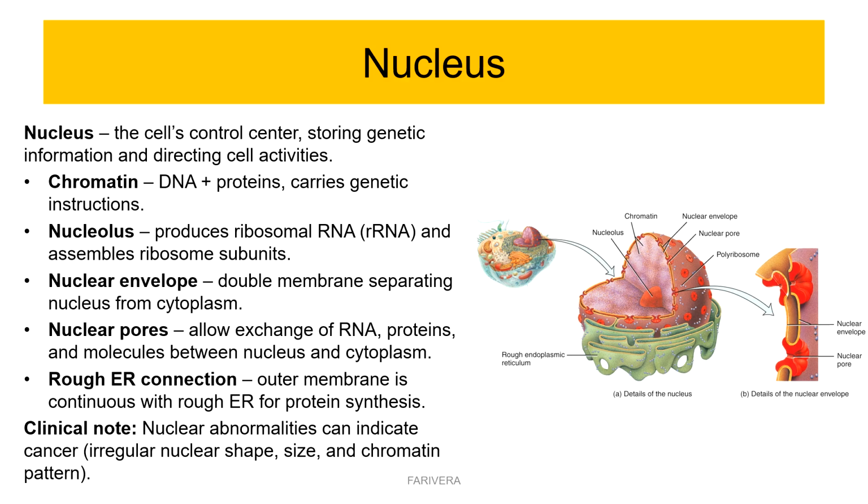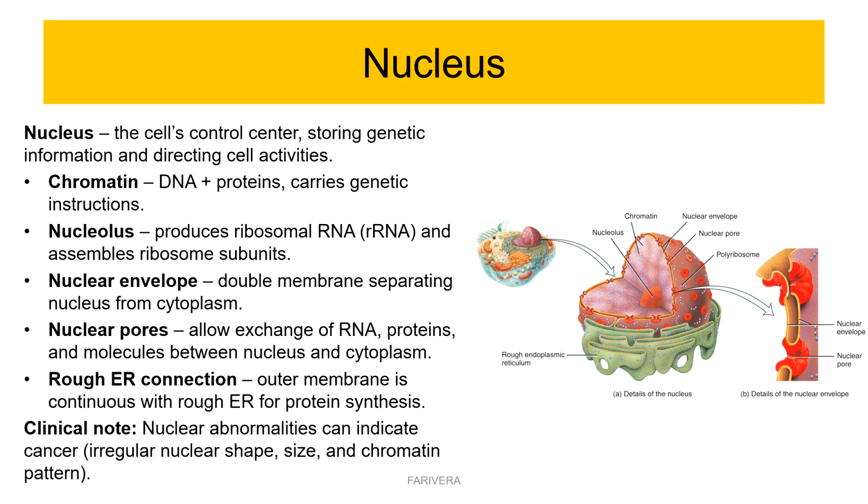The nucleus is often described as the control center of the cell. It stores genetic information and directs cellular activities. Chromatin is DNA associated with proteins. The nucleolus produces ribosomal RNA and participates in assembling ribosomal subunits. Okay, the nuclear envelope separates the nucleus from the cytoplasm, while the nuclear pores allow selected molecules such as RNA and proteins to move between nucleus and cytoplasm.